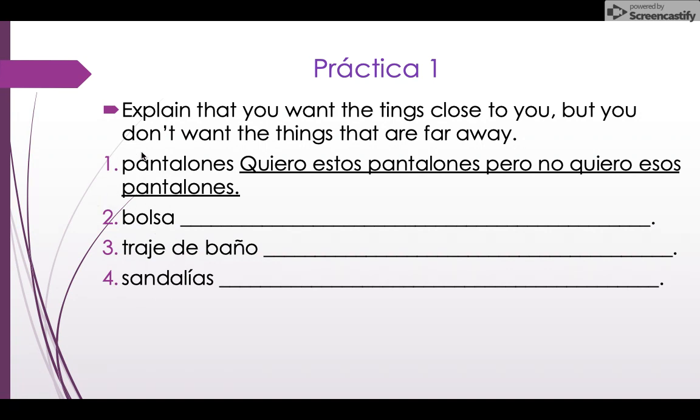Okay, that was number 2. So you're just going to convert it to Spanish. Number 3, traje de baño is a bathing suit. I want this bathing suit, but I don't want that bathing suit. And then number 4, sandalias. I want these sandals versus those sandals.